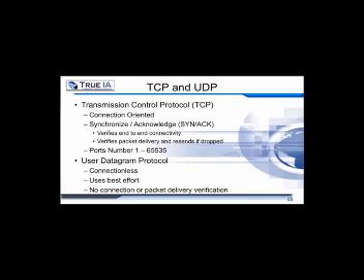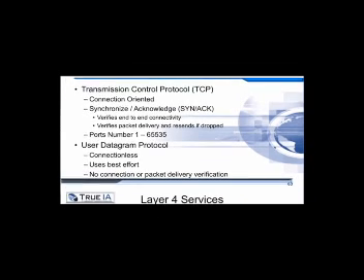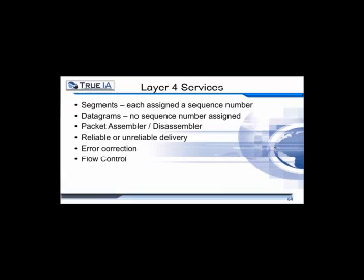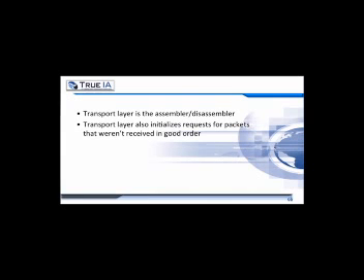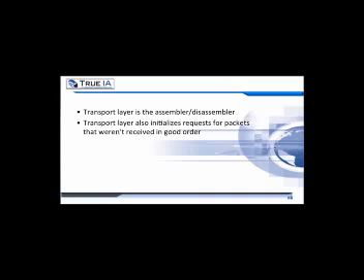This is a connectionless protocol. It's a best effort. There's no connection or packet delivery verification. So within layer 4, we have specific services that happen: segments, datagrams, assembly and disassembly, reliable or unreliable delivery of your data and information, error correction and flow control. The transport layer is also where the initialization of requests for packets that weren't received in good order comes from.